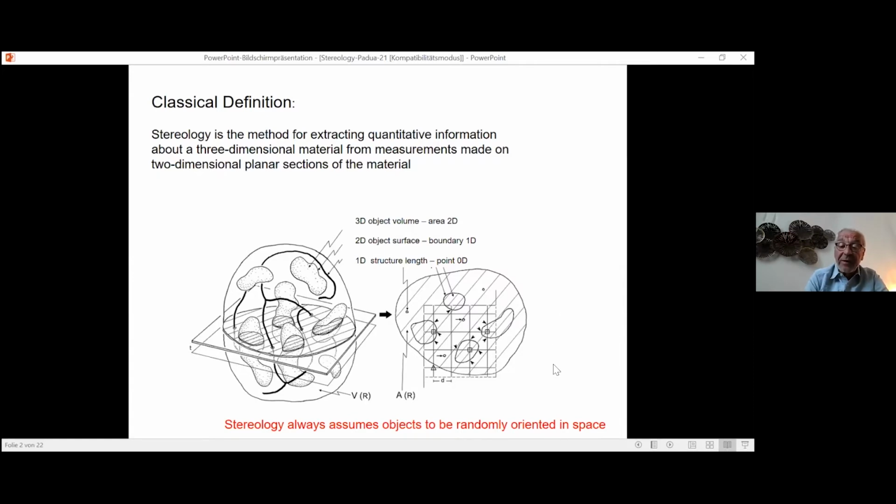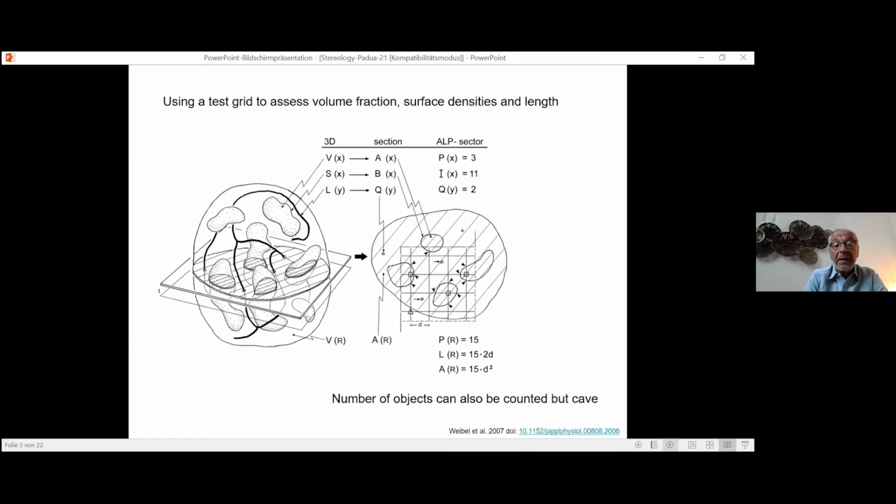sections of the material. I would like to make an important point right here, and that is that stereology, normal stereology, always assumes objects to be randomly oriented in space. And you may already know that this is not really the case in muscle.